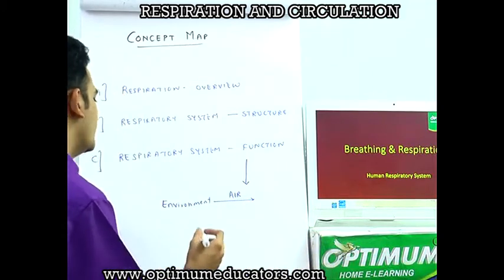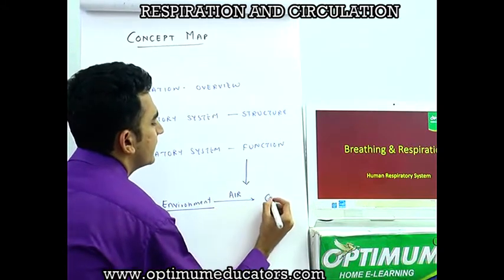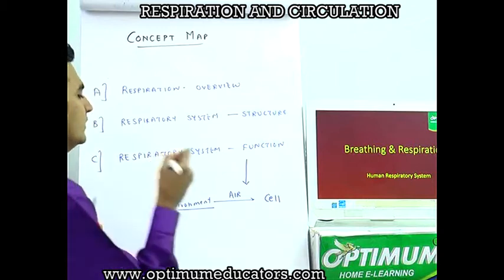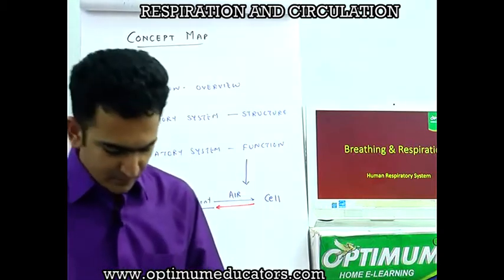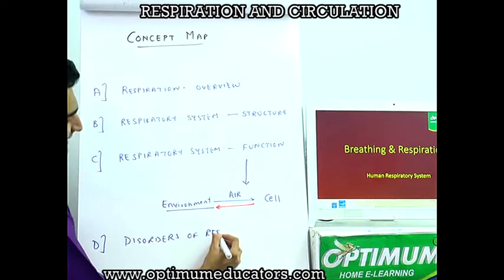So it is going to be understanding of exchange of air from the environment till the cell level, and of course in the opposite direction as well. So this is by and large the map of the chapters. And lastly, what we did in the previous chapter as well, a few diseases, what is called as a disorders of the respiratory system, some illnesses.